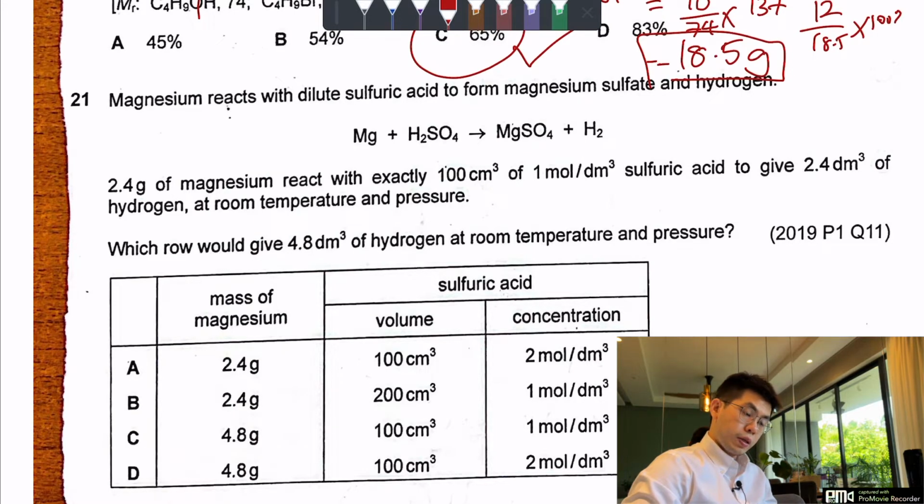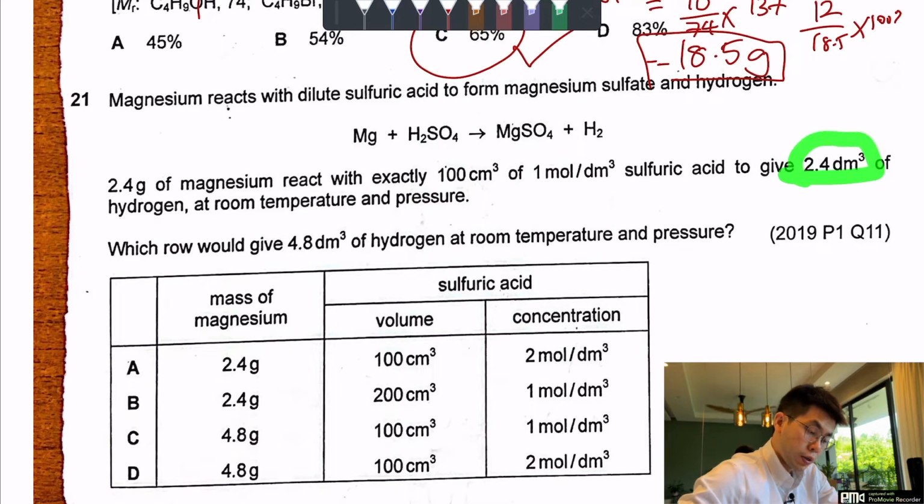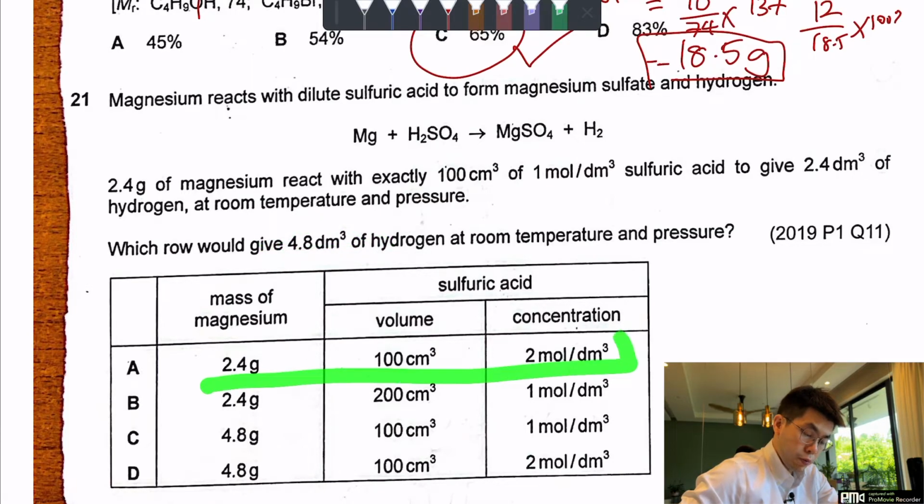Alright, so the next one I believe you all should be able to handle. This is limiting reactant. So what they're trying to tell you is that the 2.4 react exactly. So that means no leftover. Everything finished to give me 2.4. So now I want 4.8. That means everything must sort of times 2. So if I do this, it will not times 2 because I don't have enough of this. Right? So this one is wrong.